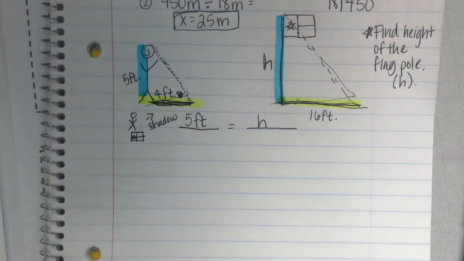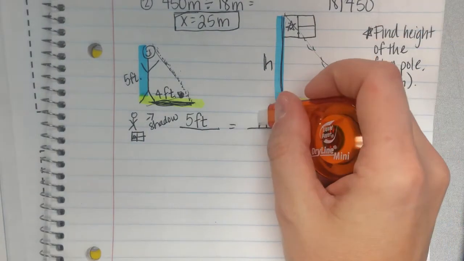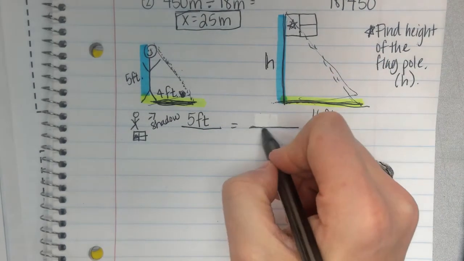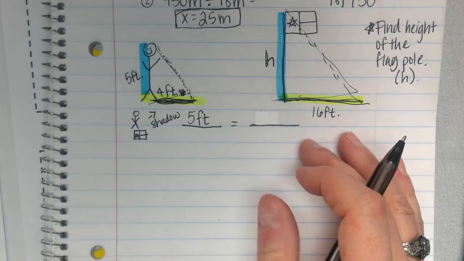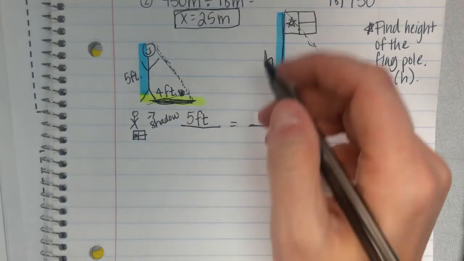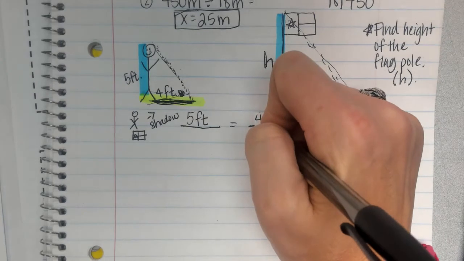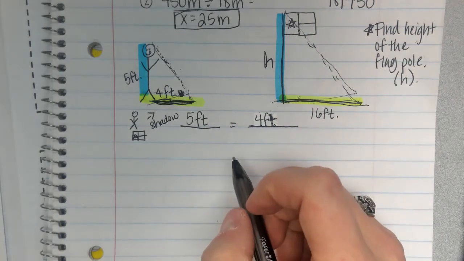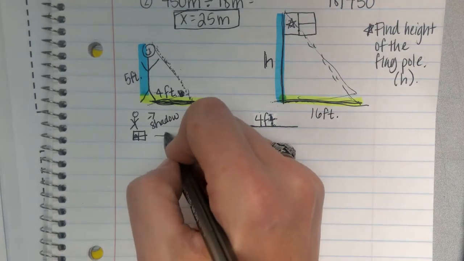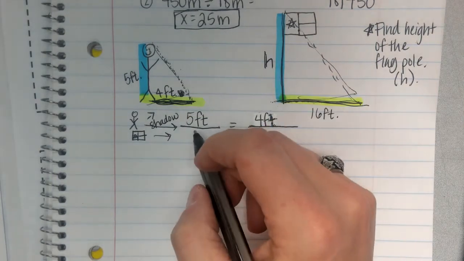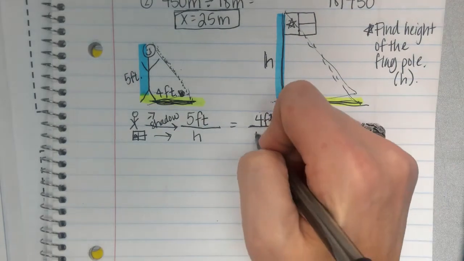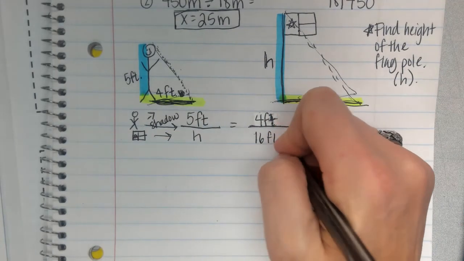We said the person was going to be on top. Can't mix the person and the flagpole. It's not the same. So 5 foot, and then his shadow is 4 foot. So now on the bottom is where we're going to have the flagpole. We don't know the height of the flagpole, but we do know the length of the shadow. It's 16 feet.